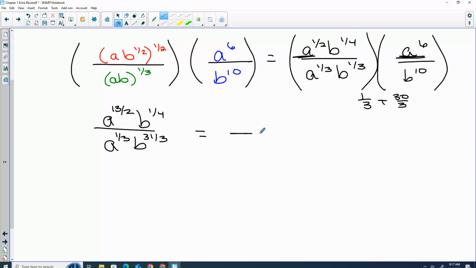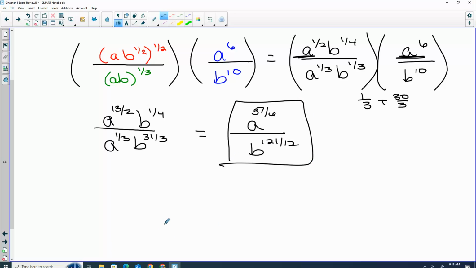Now, if you are dividing, what do we do with exponents? Subtract them. Obviously, I didn't give you super nice numbers here. Test numbers would be nicer. Which one's bigger, 13/2 or 1/3? If you subtract those, you get a to the 37 over 6 power. For b, we have more on the bottom, so 31 over 3 minus 1/4. That'd be 121 over 12, just by getting a common denominator and subtracting. Test, those numbers would probably be a little bit nicer. Any questions on that one?